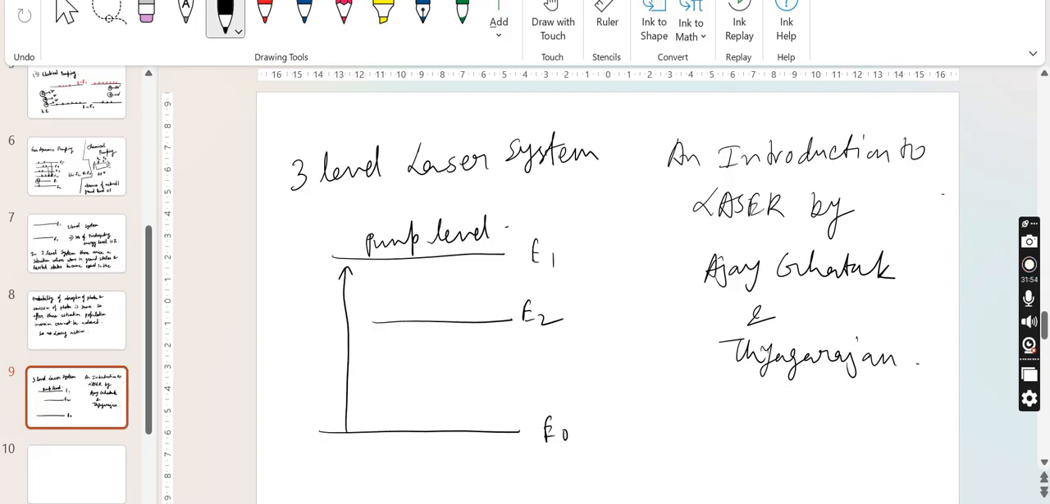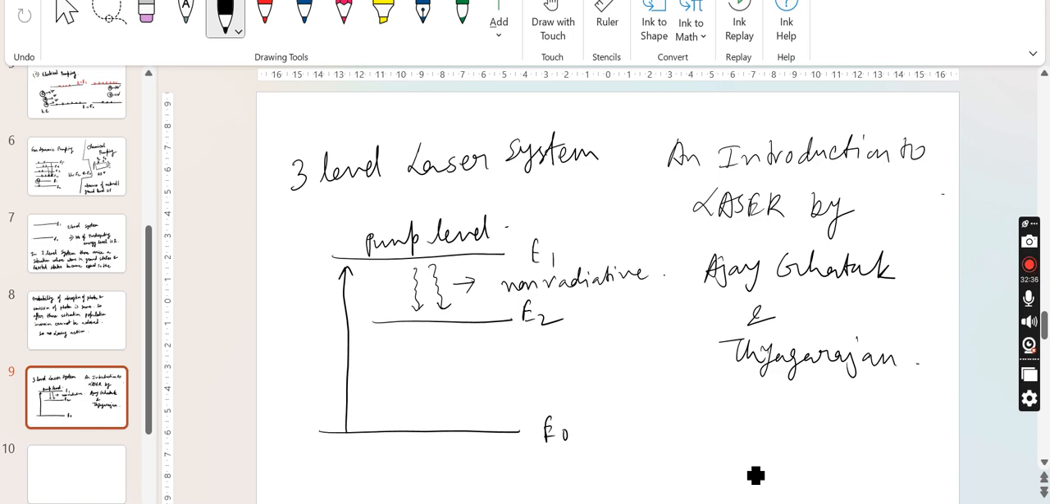So by using the pump, the atoms are being pumped from E0 to E1, and E1 is a very highly unstable state. So from E1 to E2, the atoms or ions, whatever be the case for that laser, transit, and this is a non-radiative transition, and they come to the level E2, which is a metastable level. So that is how the population inversion is established between E2 and E0.